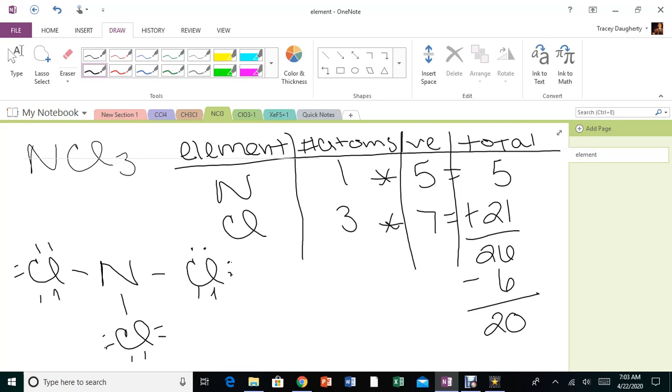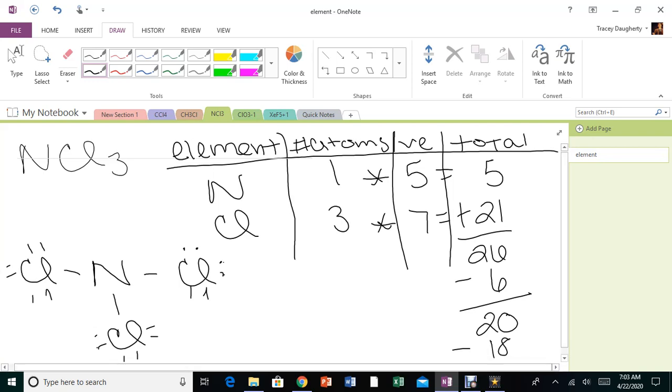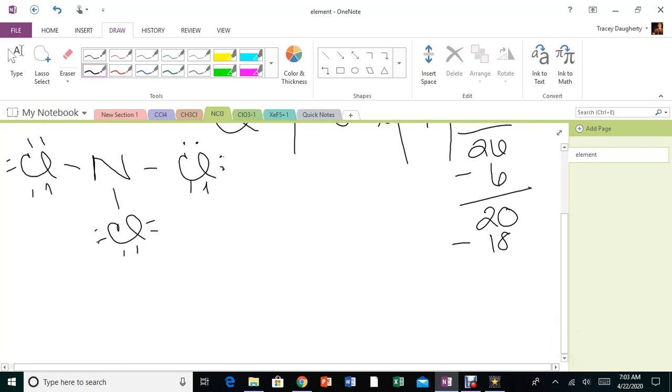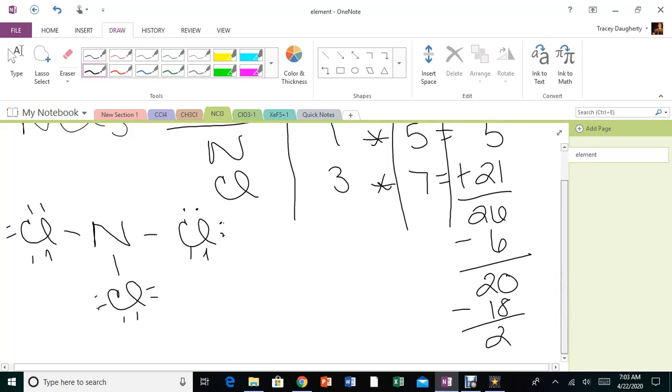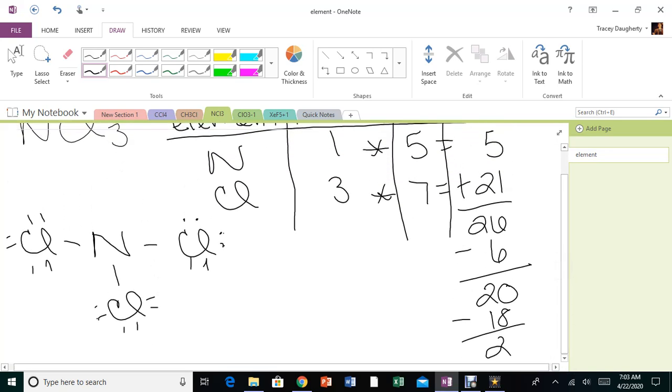So we've got 6 valence electrons around each Cl. We have used, that makes 18 valence electrons left over. So we have 2 valence electrons left. Those extra 2 go on the central atom. So we're going to put 2 dots on the nitrogen atom, and subtract our 2 and get 0.